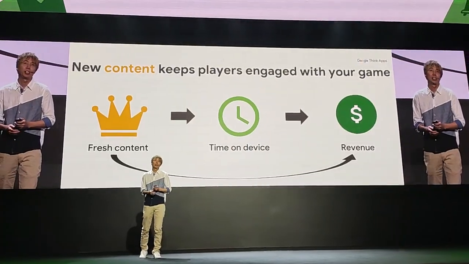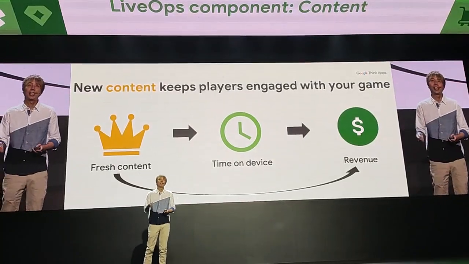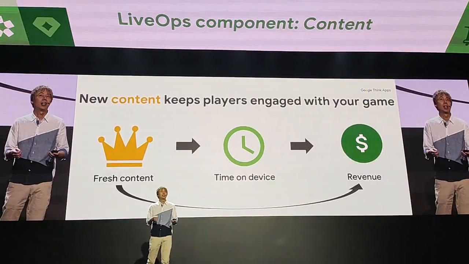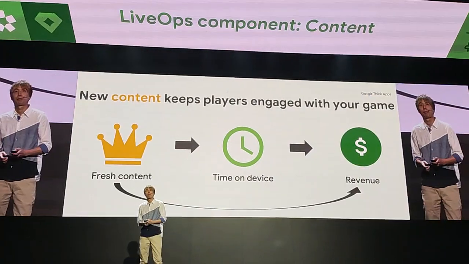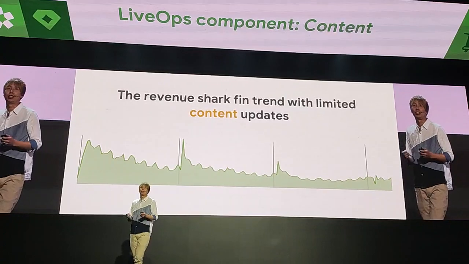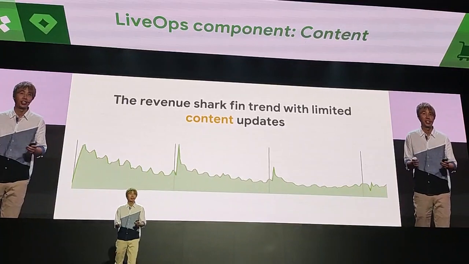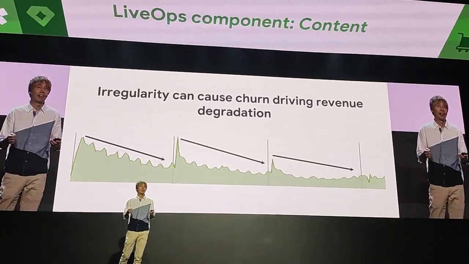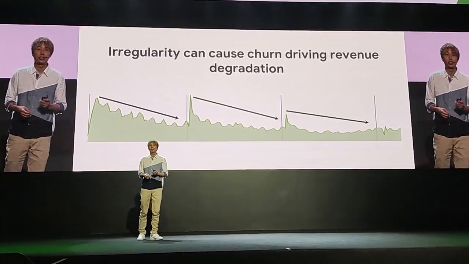Content keeps players engaged with your game, which will hopefully drive your revenue performance. So let's see how fresh content is linked to revenue by looking at some common trends we see relating to content releases in mobile games. This graph is an example of a mobile game that is doing very limited content updates. We can see that it creates an irregular shark fin shape in the daily revenue trends. But we can also see that the irregularity of content updates causes revenue degradation with each new release.